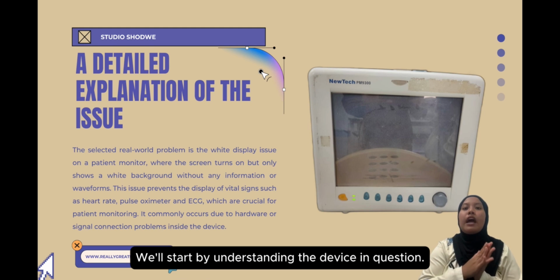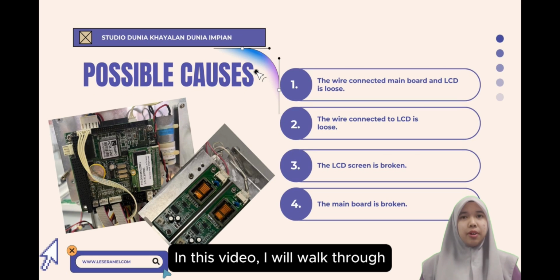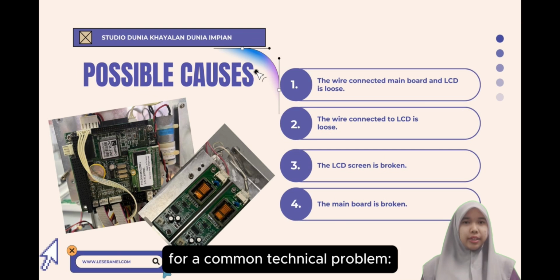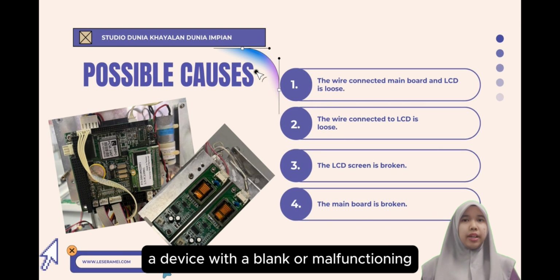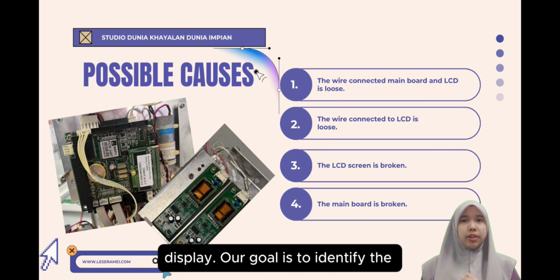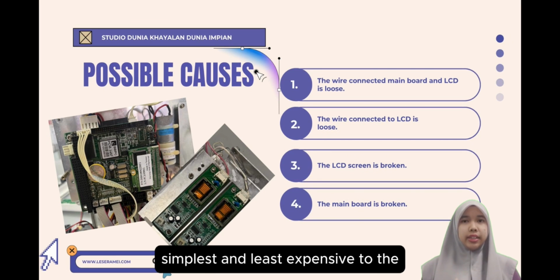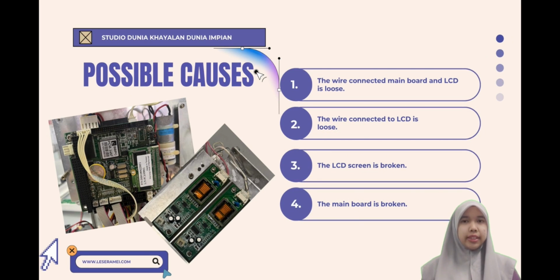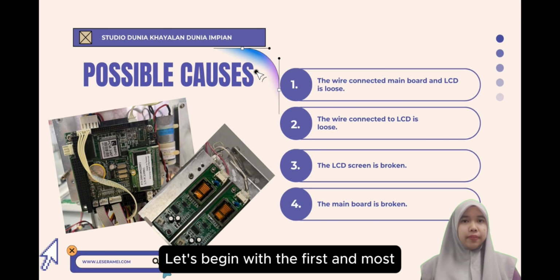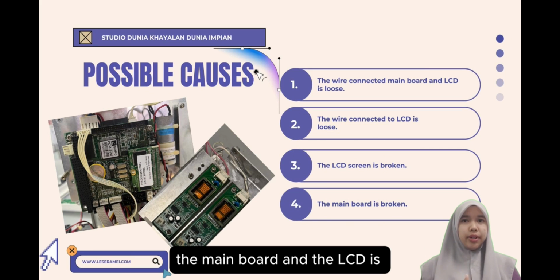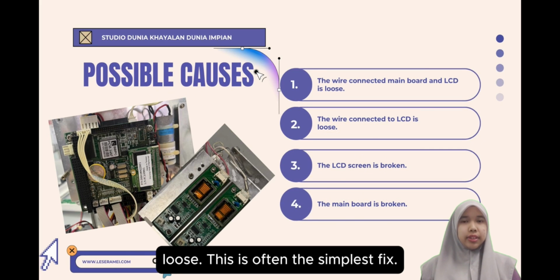We'll start by understanding the device in question. In this video, I will walk through a structured troubleshooting process for a common technical problem, a device with a blank or malfunctioning display. Our goal is to identify the possible causes, starting from the simplest and least expensive to the more complex. Let's begin with the first and most common possibility. The wire connecting the mainboard and the LCD is loose. This is often the simplest fix.